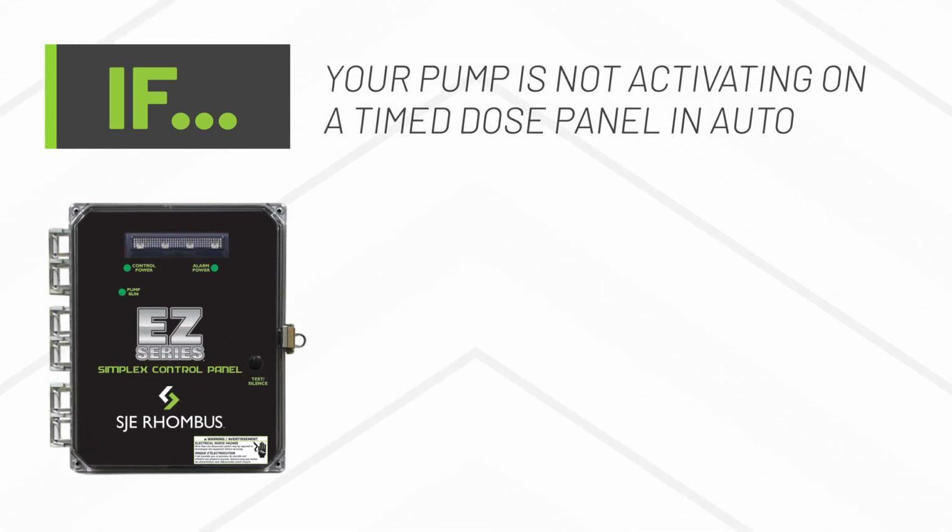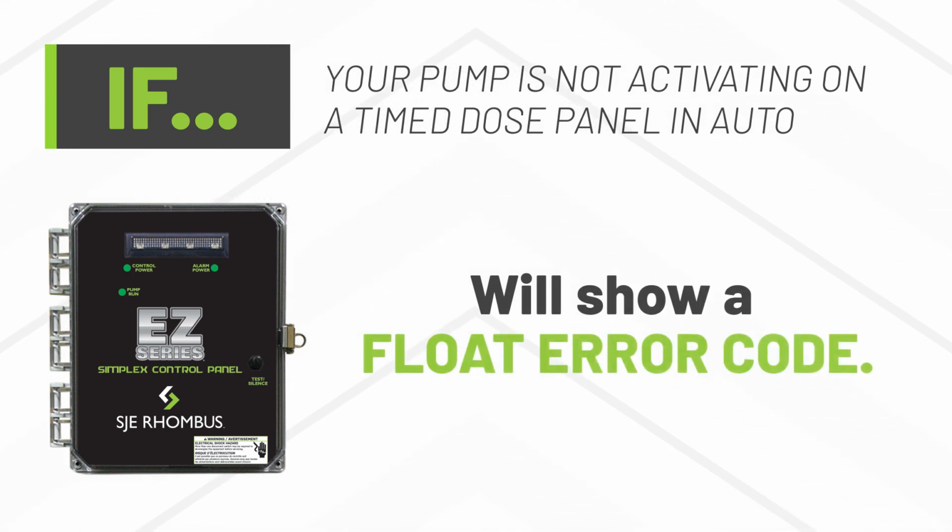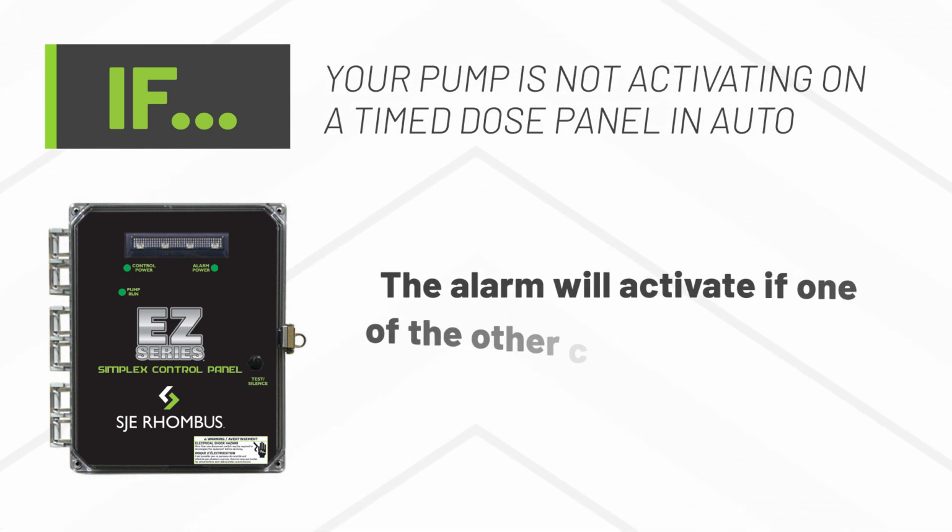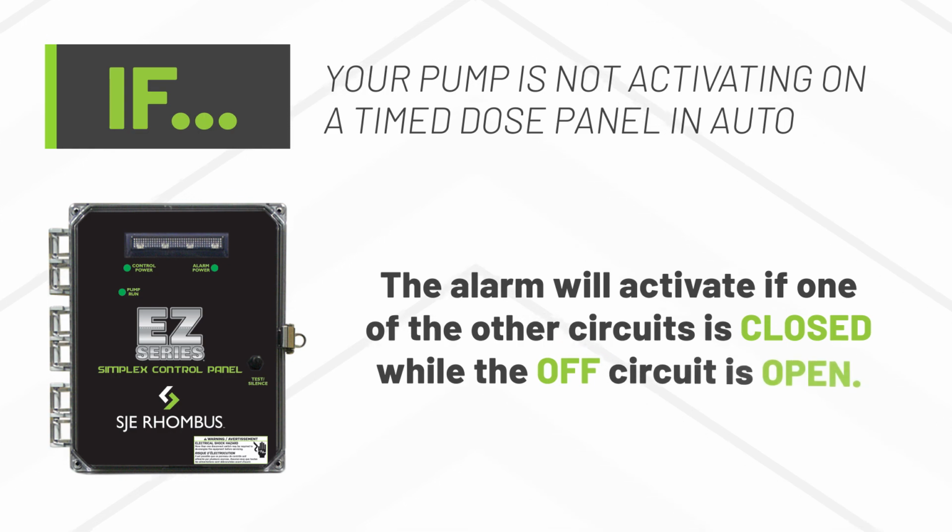Panels with a display, such as our IFS or EZ series, will show a float error code. In addition, the alarm will activate if one of the other circuits is closed while the off circuit is open.